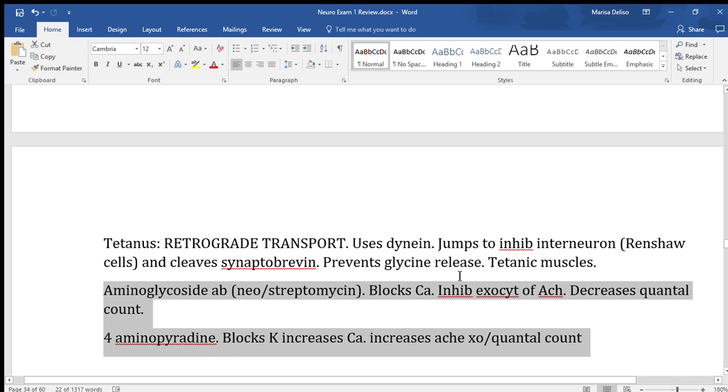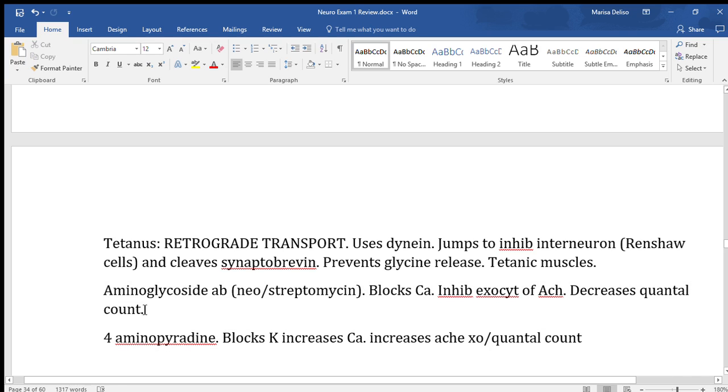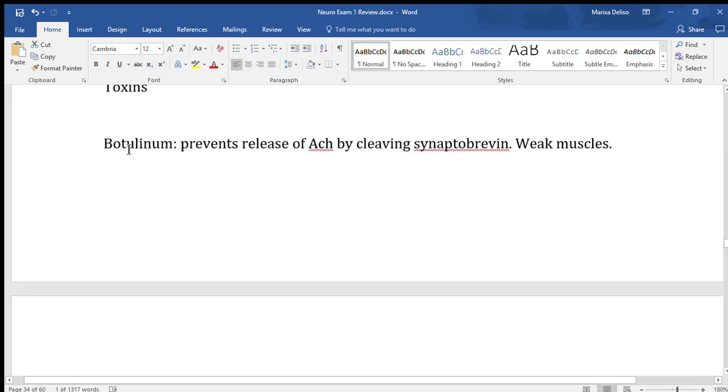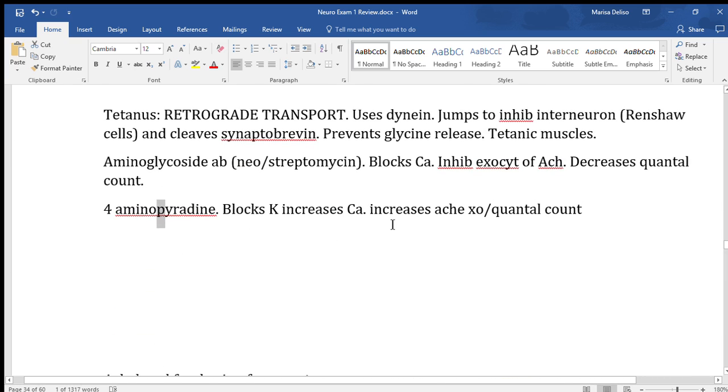May come up. Honestly, this one I always just take the L on, and I just remember this is the one I don't remember. But I know that aminopyridine has that little P in there, unlike tetanus and botulism, so that's going to affect potassium. Aminopyridine affects my potassium, and my potassium and calcium have a really weird inverse relationship, where if I block potassium, that increases calcium.